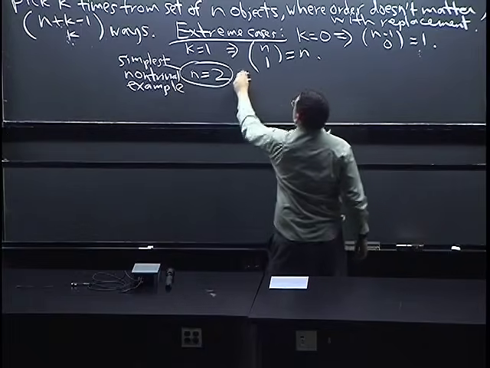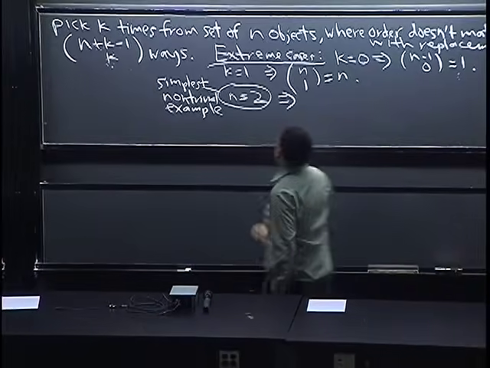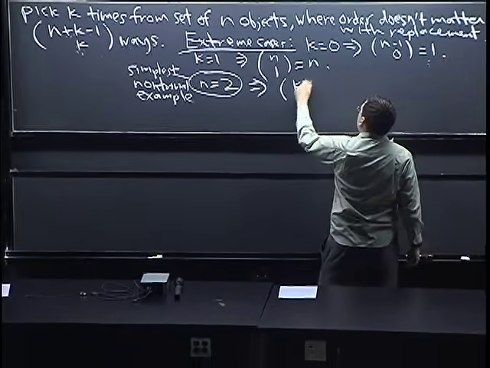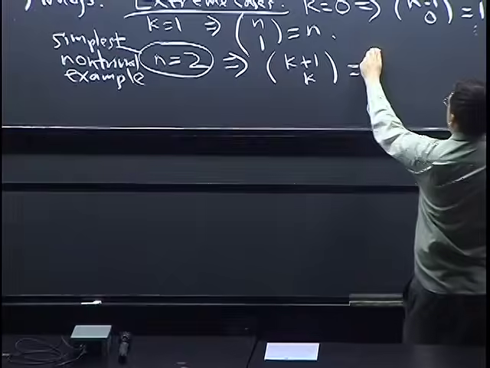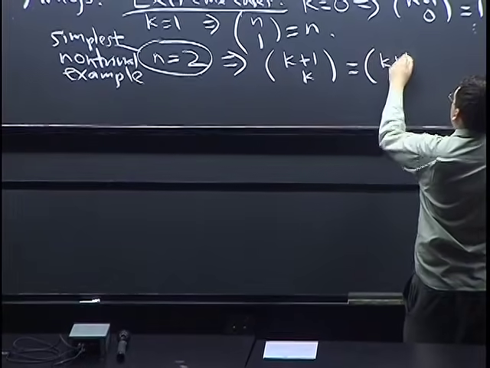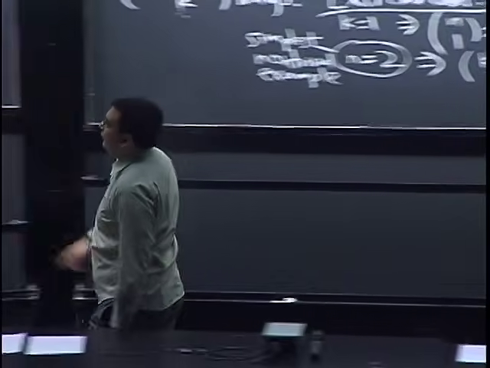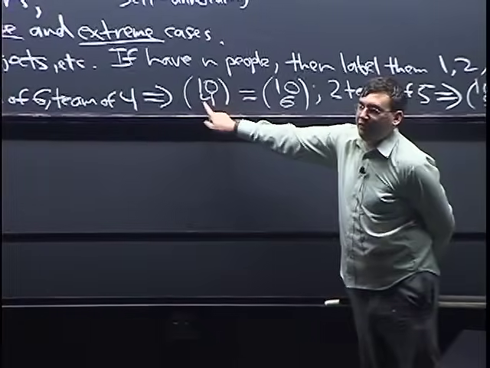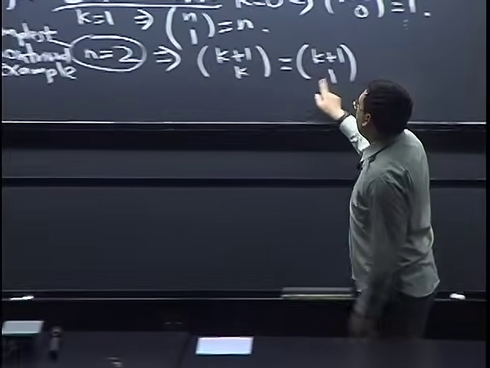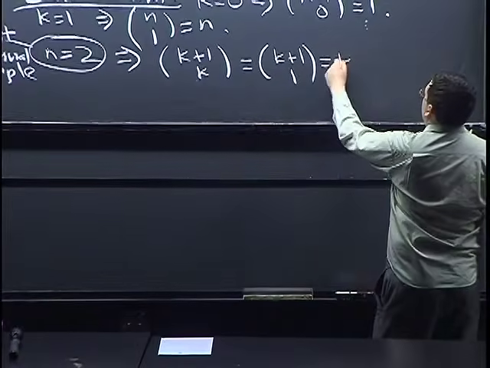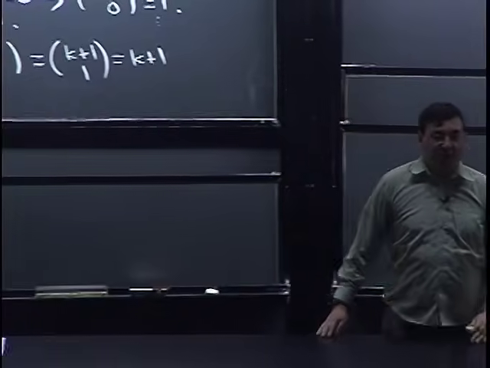If n equals 2, according to this formula, this is going to be k plus 1 choose k. Notice k plus 1 choose k is the same thing as k plus 1 choose 1. Same argument as why 10 choose 4 is the same as 10 choose 6: you could choose the 4 or you could choose the 6. It's exactly the same reason. k plus 1 choose 1 is obviously k plus 1, because you're choosing one thing out of k plus 1. All right, now let's see if that's correct.